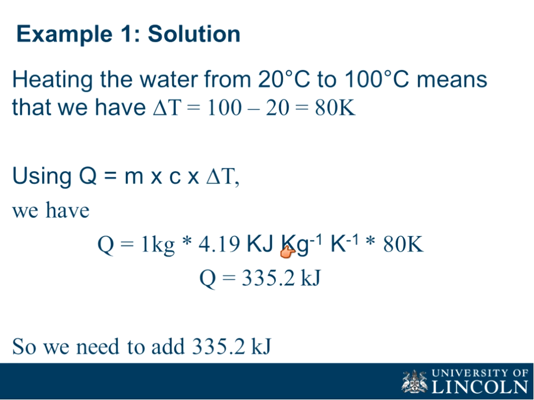Now, we have that 80 Kelvin. Now we multiply mass, specific capacity, multiplied by 80. If you use a calculator, you have 335.2 kilojoule. So that is the amount of energy we need to add. This is a simple one.